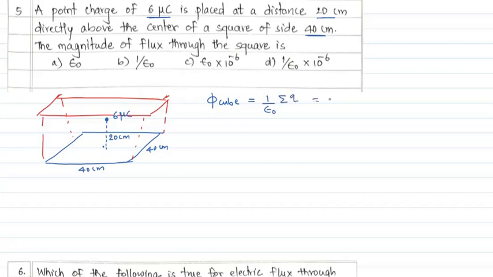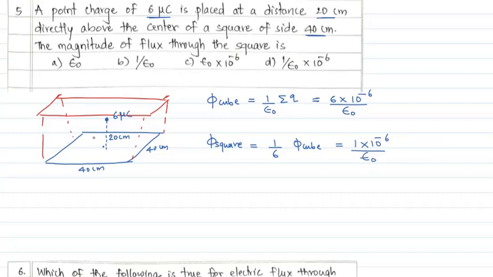So that is 6 into 10 raised to minus 6 divided by epsilon naught. Now he has asked us to find the flux through this square. The cube has 6 faces, so the flux is equally distributed. So it is one sixth of the flux of Q, divided by 6. So you will have the answer 1 into 10 raised to minus 6 divided by epsilon naught.